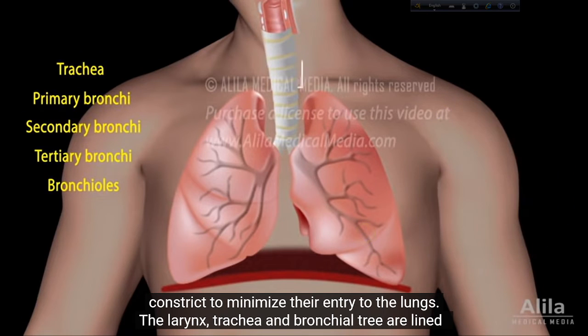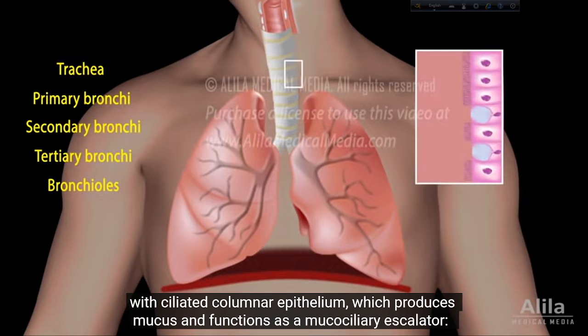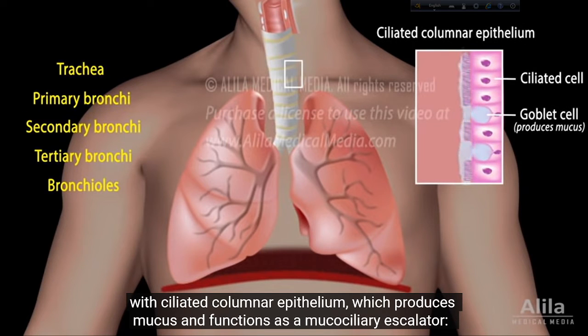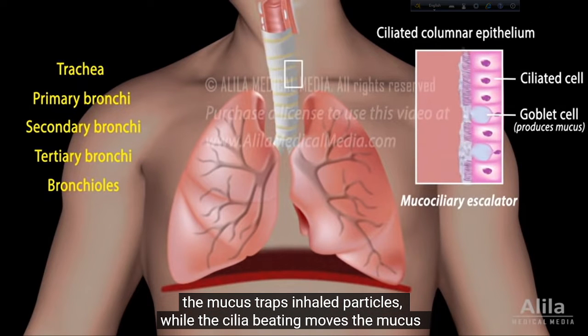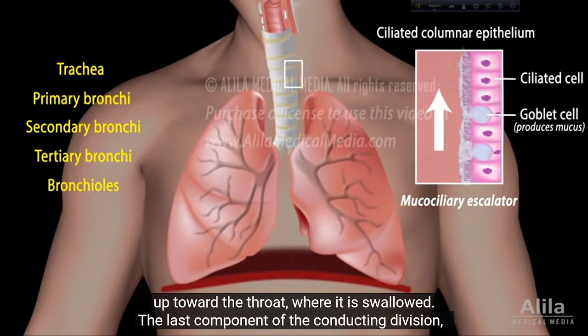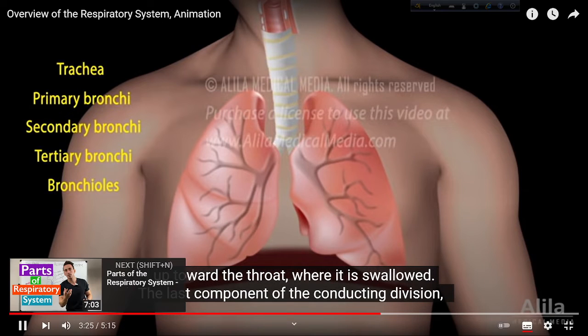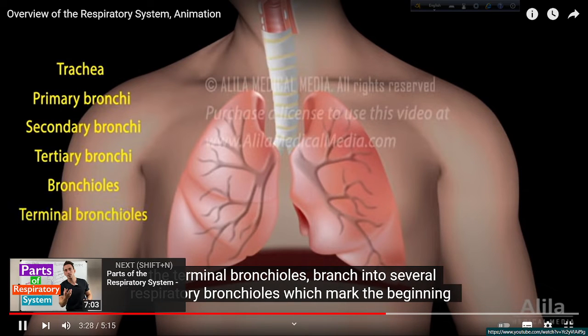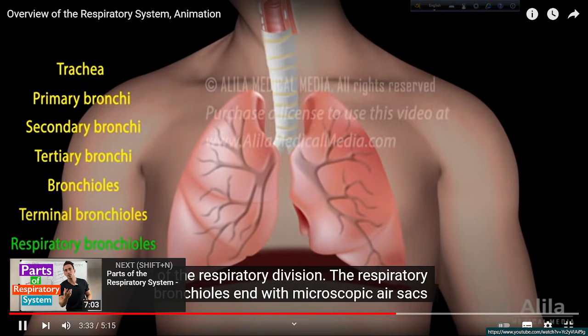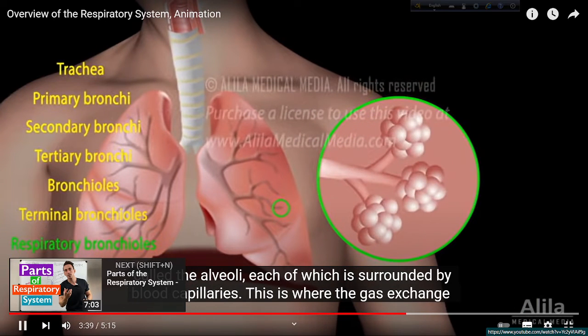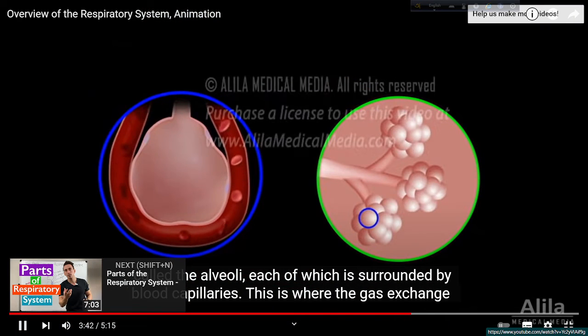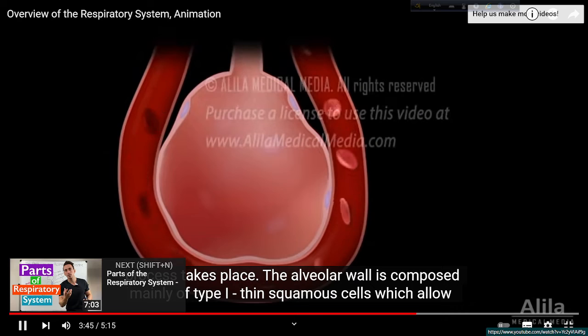The larynx, trachea, and bronchial tree are lined with ciliated columnar epithelium, which produces mucus and functions as a mucociliary escalator. The mucus traps inhaled particles, while the cilia beating moves the mucus up toward the throat, where it is swallowed. The last component of the conducting division, the terminal bronchioles, branch into several respiratory bronchioles, which mark the beginning of the respiratory division. The respiratory bronchioles end with microscopic air sacs called the alveoli, each of which is surrounded by blood capillaries. This is where the gas exchange process takes place.